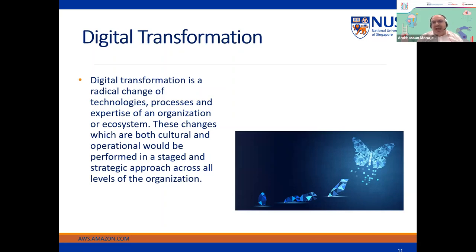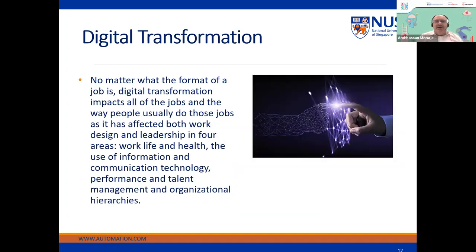Because all the businesses have transformed themselves into a digital world, this is a kind of changing the ecosystem as well. Now the ecosystem is digital. So digital transformation, because it is usual, because the majority of businesses have done that or are going to do that, it means changing the ecosystem of businesses, economy, organizations, everything as well. So operations and culture, all would be transformed into digital format or transferred to the ICT world, virtual world. No matter what the format of the job is, digital transformation impacts that.